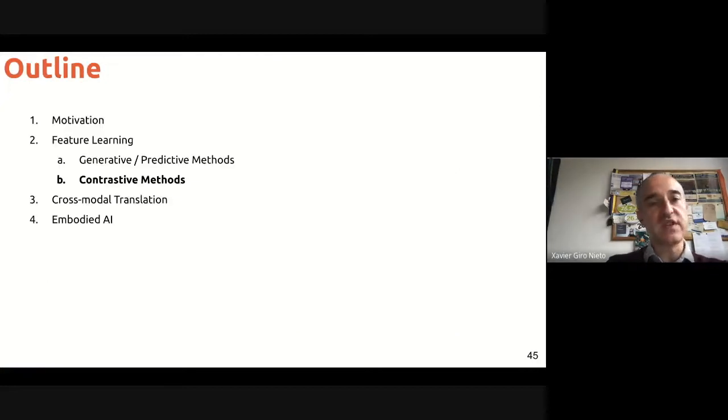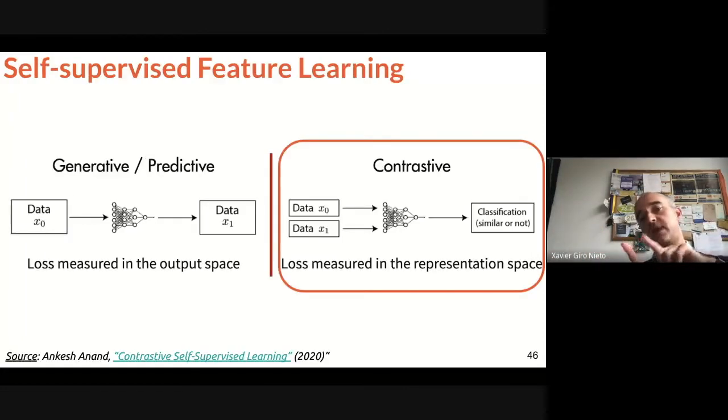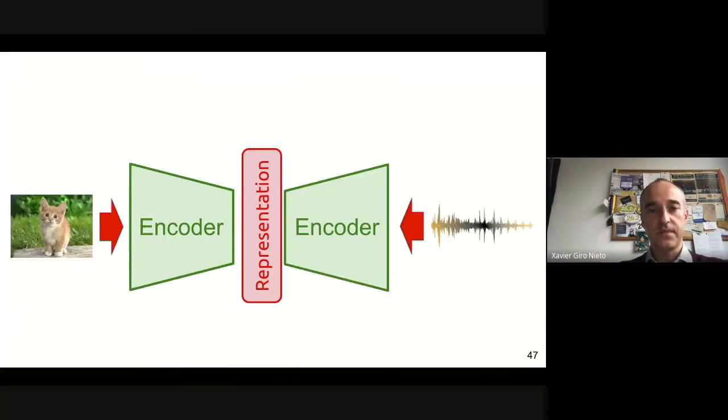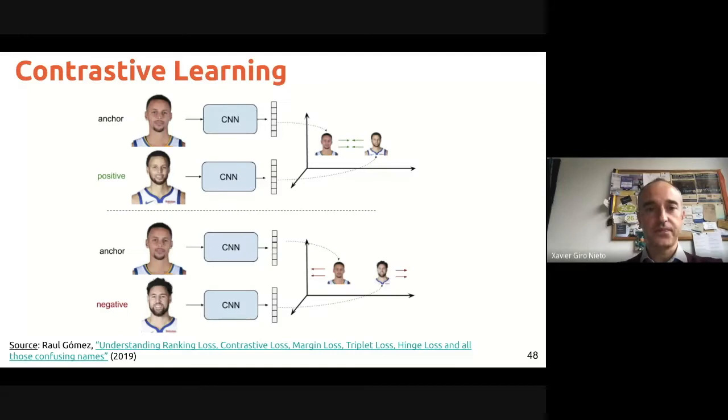Okay, moving to contrastive methods, which is closer to what you saw in the previous lectures. So remember, in contrastive methods we have pairs or triplets of samples, and we're going to try to make them closer or apart in the feature space. So now we are trying to move the features, right? Get them closer or apart.